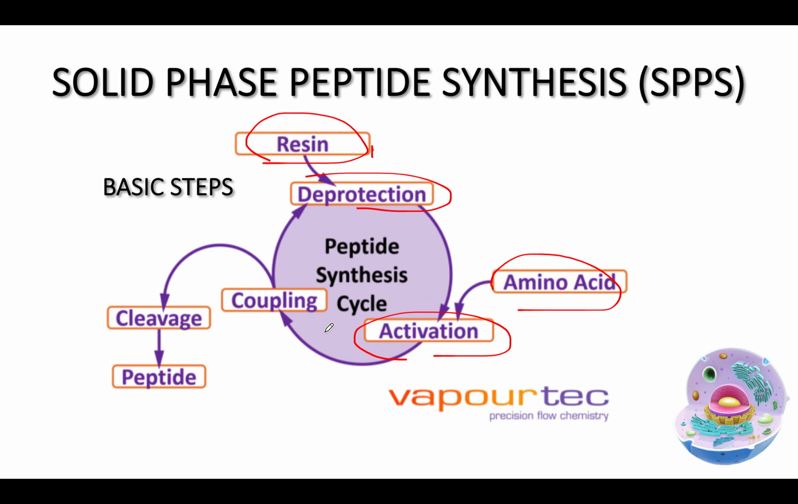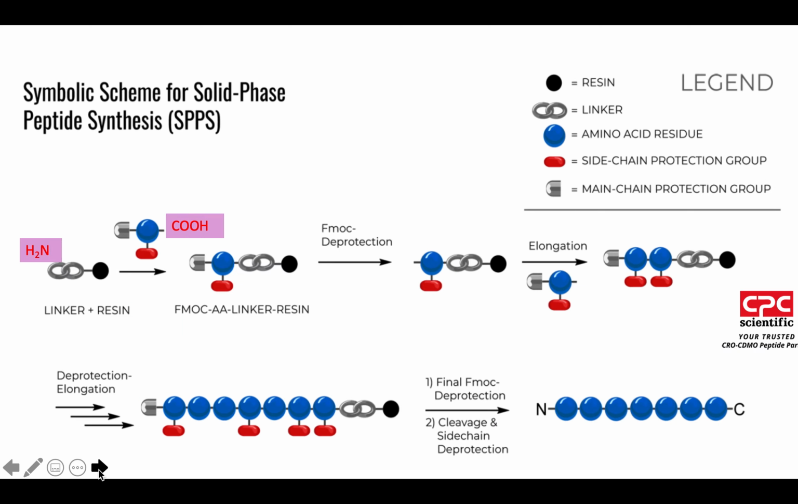And if you follow the next steps and continue to do the deprotection and continue the cycle, you can form a longer peptide. After that, you can cleave the protecting groups from your peptide, and you can obtain your desired peptide. So let's explain further about these steps. The steps are very easy and very simple to follow if you are in the laboratory.